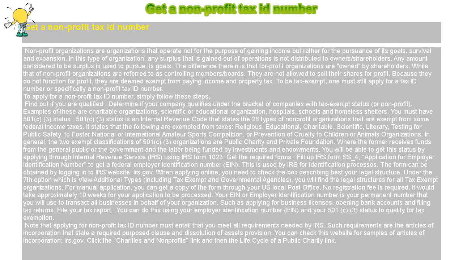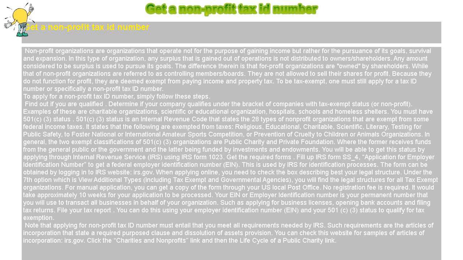Get the required forms. Fill up IRS Form SS-4, Application for Employer Identification Number to get a Federal Employer Identification Number, EIN. This is used by IRS for identification processes.